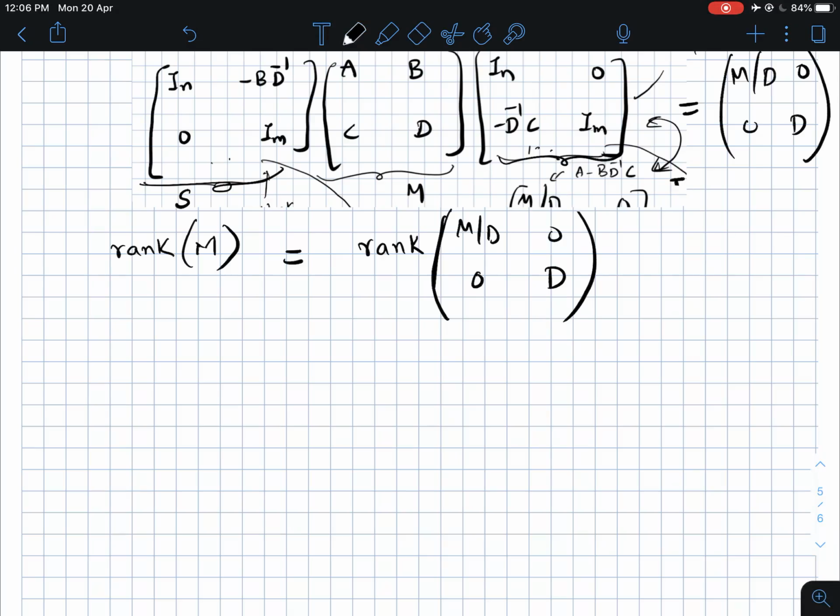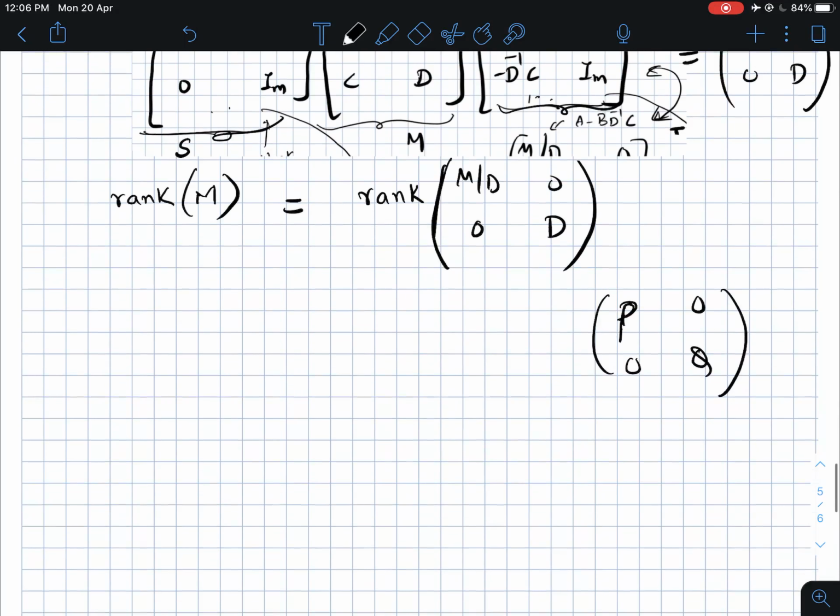Now what is the rank of this one? Whenever you have, let's say, a block diagonal matrix like this, with P, 0, 0, Q, what do you think is the rank of this? Basically you have to look at how many linearly independent columns there are. If you go by that definition, you look at how many linearly independent columns there are, correct? Now any column in this matrix is going to be linearly independent of any column from here, because they have zeros in non-overlapping positions, you see?